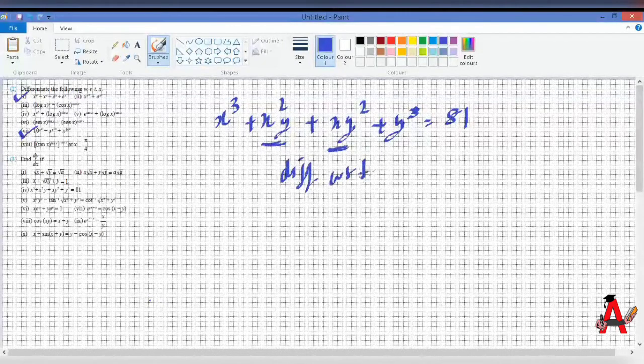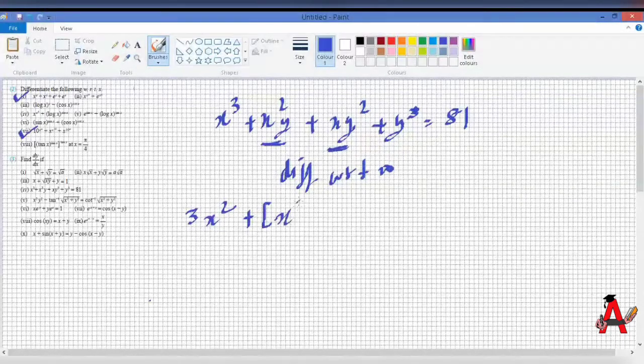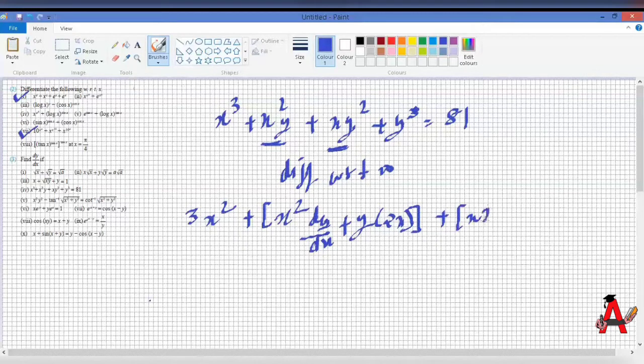Differentiating with respect to x, x cube gives derivative 3x square. Here you will have to do u into v. So you will write x square into derivative of y, which is dy by dx, plus y into derivative of x square, which is 2x, plus similarly u into v here, x into derivative of y square, which is 2y dy by dx, plus y square into derivative of x, which is 1, plus derivative of y cube, which is 3y square into dy by dx, and 81 is a constant, so which is 0.